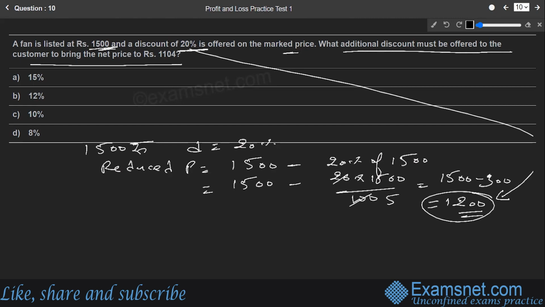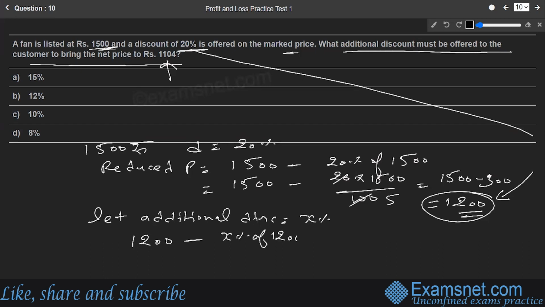He's asking what additional discount must be offered so that the customer has to pay just rupees 1104. Let us assume the additional discount to be given is X%. Now after reducing X% of 1200 more from 1200, we should get the ultimate price as 1104 rupees, because if we apply the additional discount, the 1200 should reach 1104.